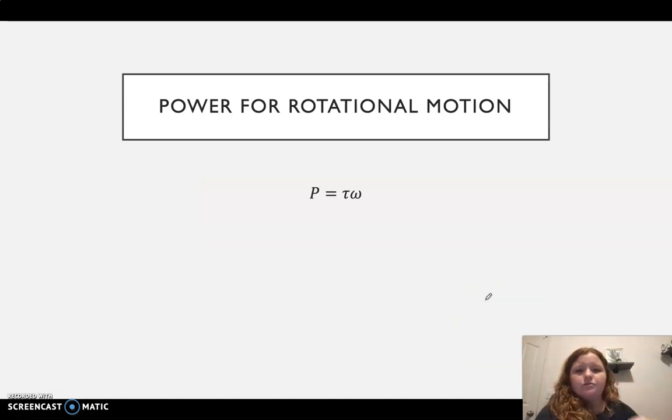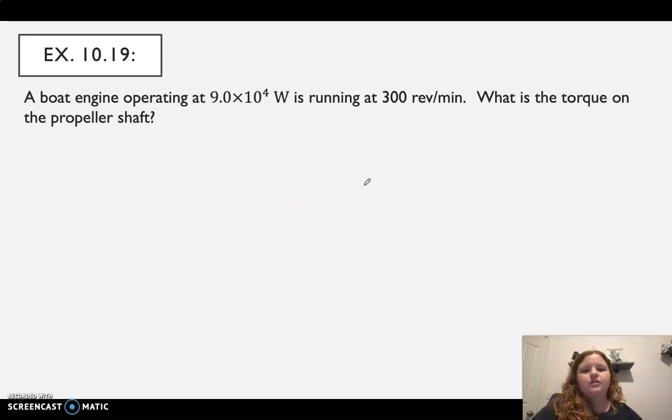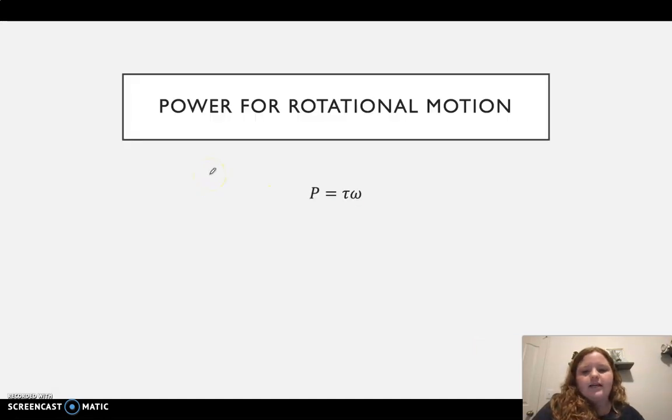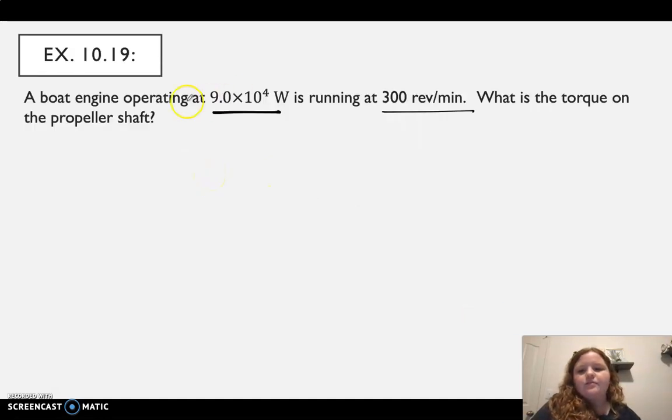Okay, so now we're going to quickly talk about power just for rotational motion. Remember that power, we found that from work. It's work over time, so power is equal to tau omega, and we're just going to use that equation. In this example, we have a boat engine operating with this amount of power, watts, which is joules per second, and it's running at 300 revolutions per minute. What is the torque?